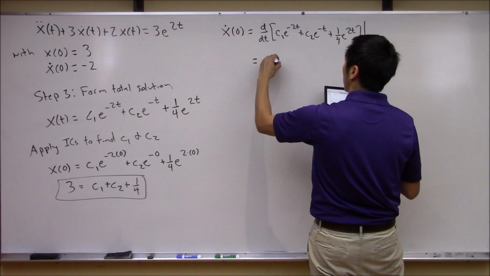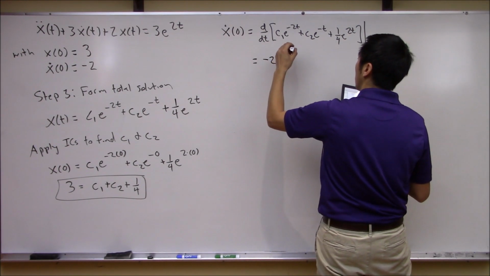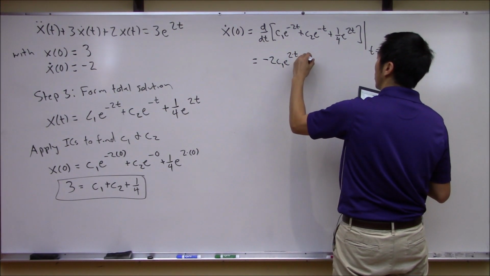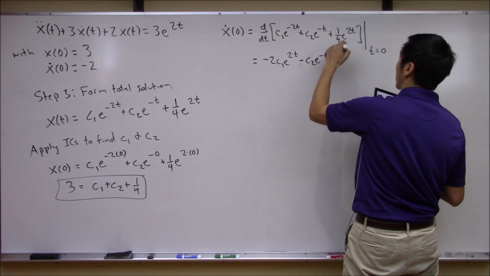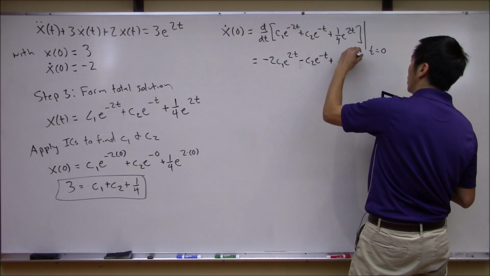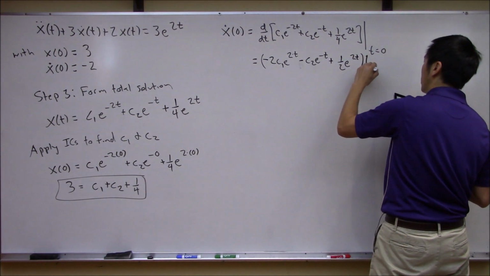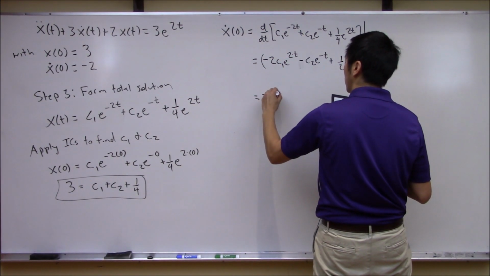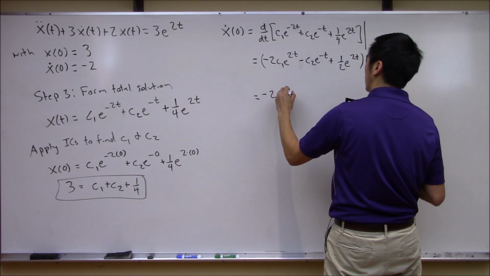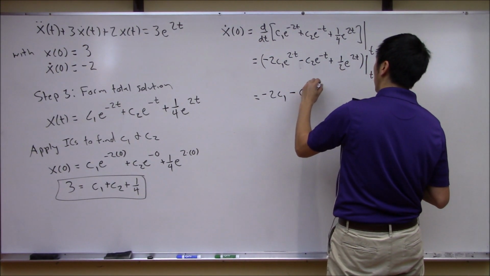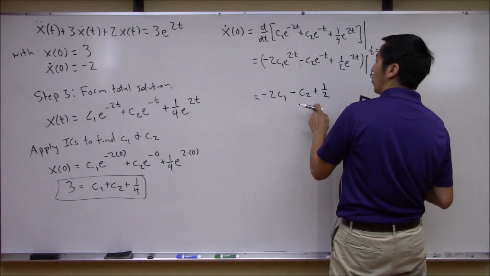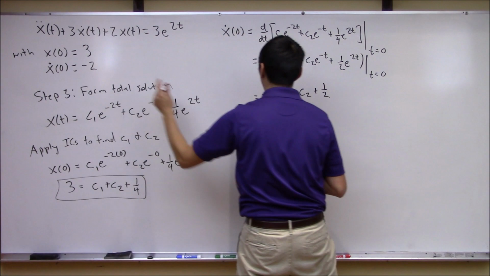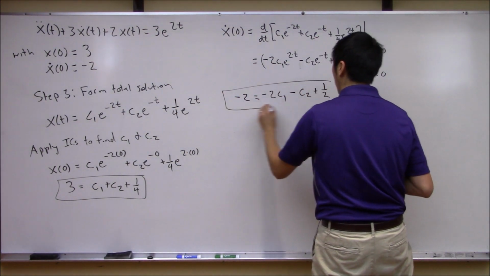What is this? Negative 2c1 e to the 2t plus, no, negative, right? Minus c2 e to the negative t plus 1/2 e to the 2t, and then all of this needs to be evaluated at t equals 0. So what do we get? Negative 2c1, right? Because this e goes to 1, minus c2 plus 1/2. That should be the initial velocity, x dot at time 0, and we saw that has to equal negative 2, right? Great.